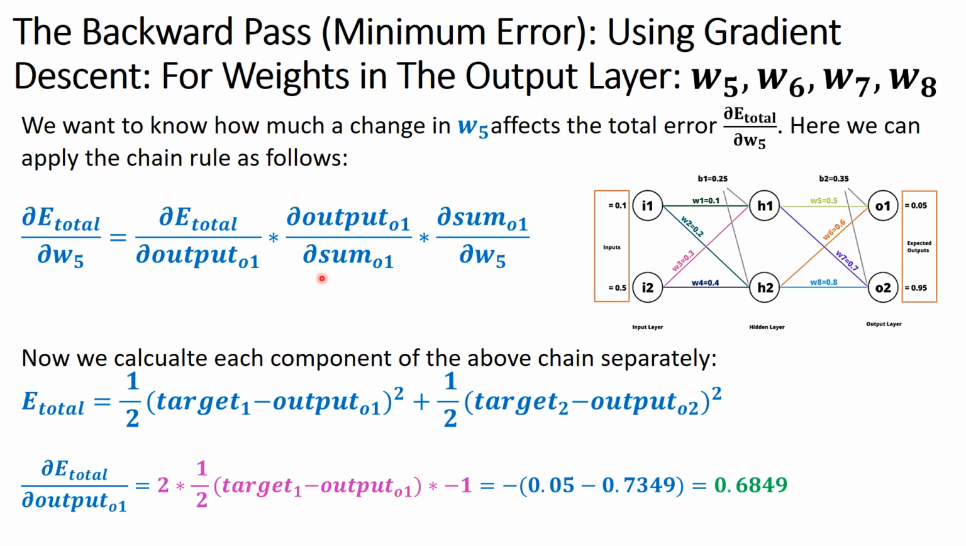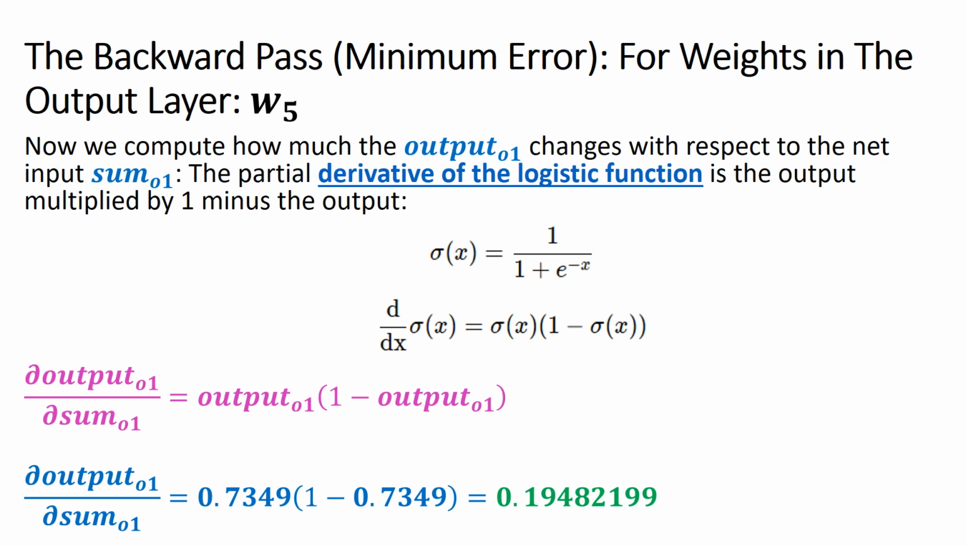هنيجي نحسب partial output O1 with respect to sum O1. في قانون في الكالكولوس في التفاضل نذكره لكم، إنه الدالة سيجما of x لو كانت بتساوي 1 على 1 زائد e للقوة ناقص x، فمشتقتها d sigma على dx تساوي الدالة ذاتها في 1 ناقص الدالة. وطبعا لو منتبهين إن الدالة دي بتشبه اللوجيستيك فانكشن، اللي هي الـ activation function المستخدمة.